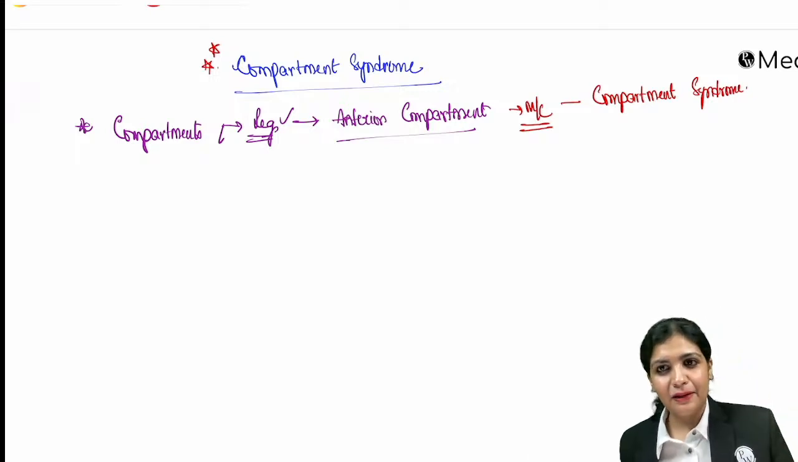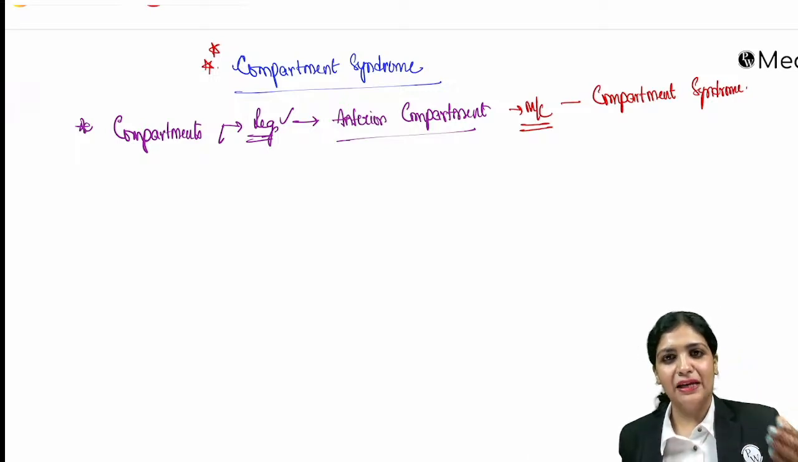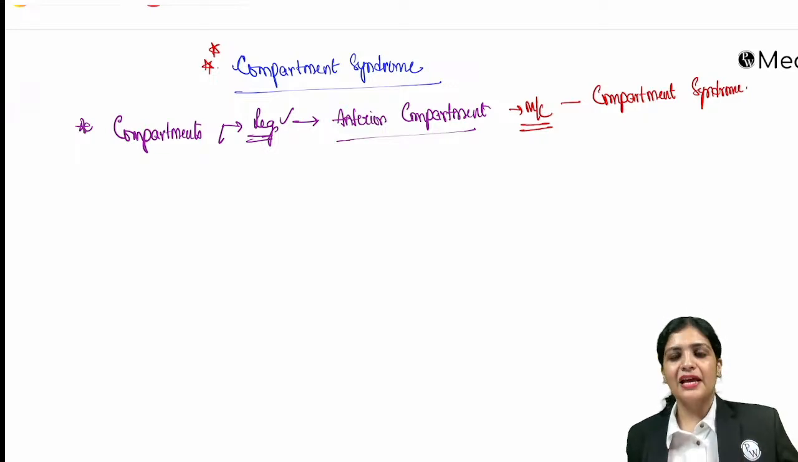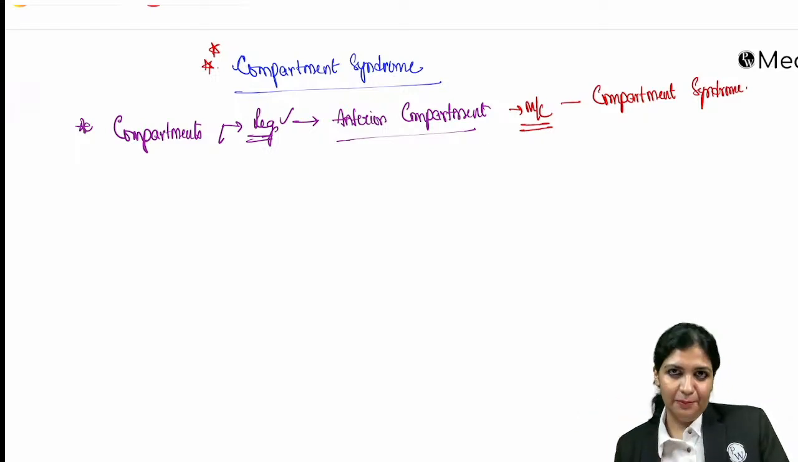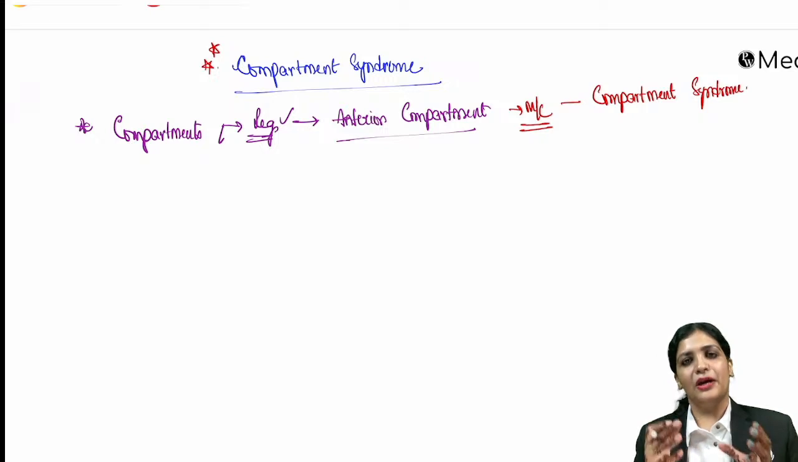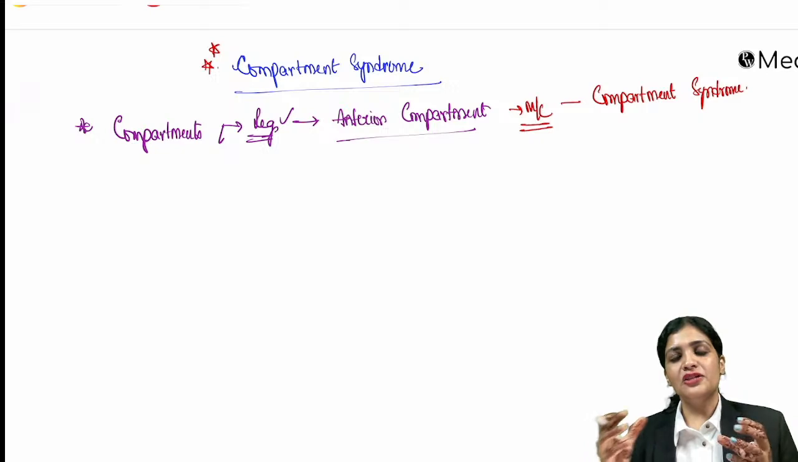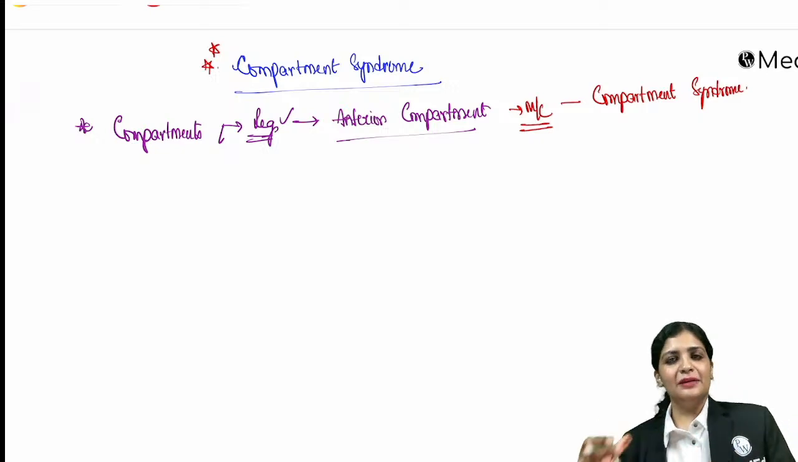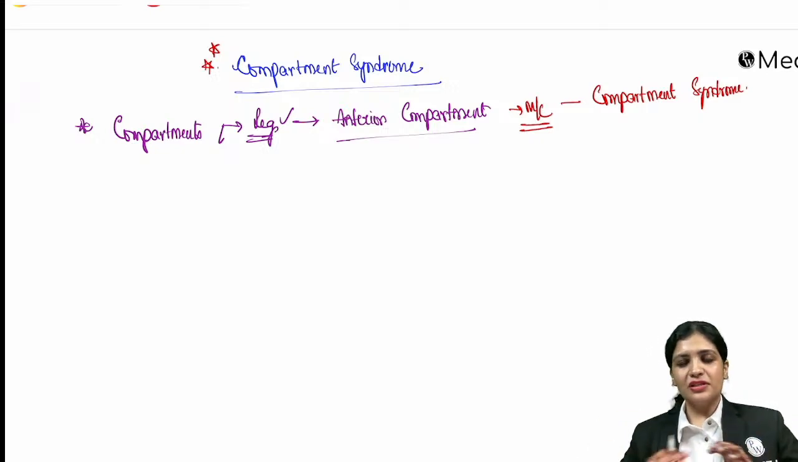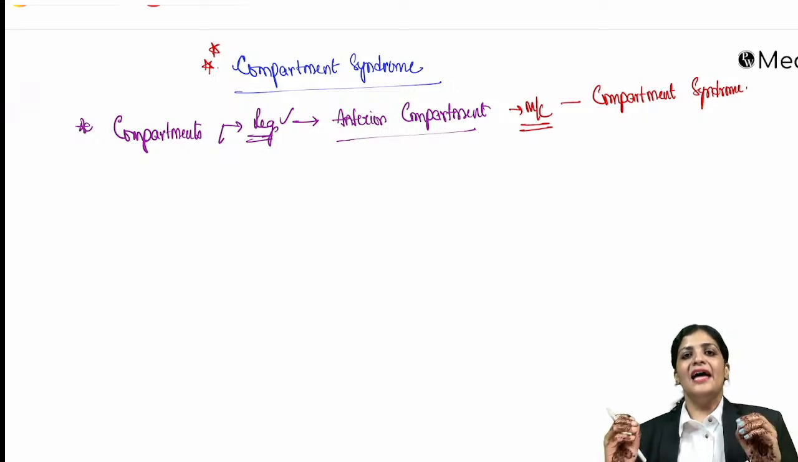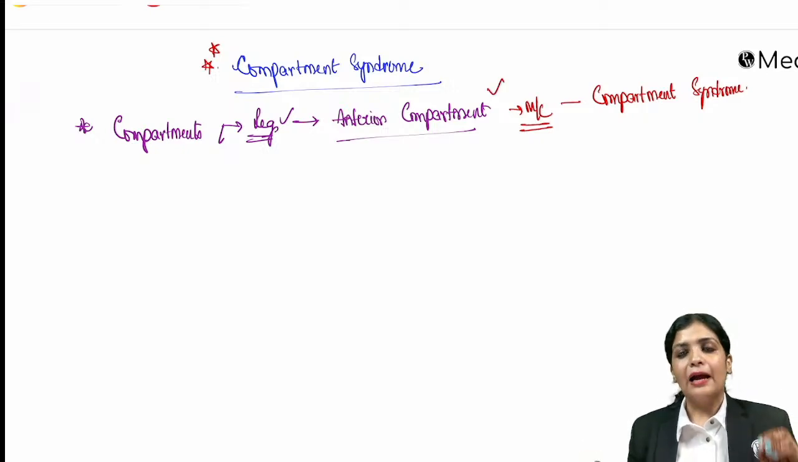What are the muscles of the anterior compartment? All the extensor muscles: the tibialis anterior, extensor hallucis longus, peroneus tertius, and extensor digitorum longus. All these form the anterior compartment. The lateral compartment is your peroneus muscles. The posterior compartment has two parts, superficial and deep. The superficial is gastrocnemius and soleus, and the deep compartment is your flexors. This is how you have to remember the compartments around the leg, and the most common one which goes into compartment syndrome would be your anterior compartment.